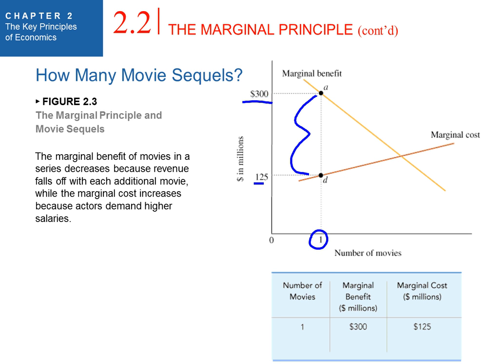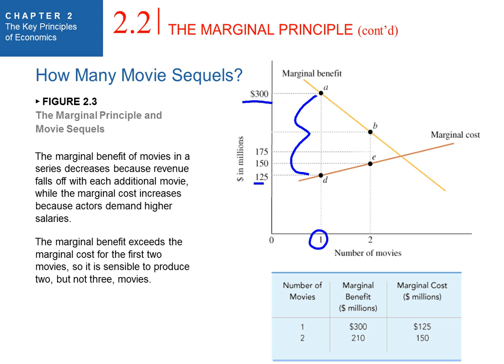So now, on the second sequel, it looks like our costs go up. So our costs went from 125 to 150 million, whereas our benefits actually fell from 300 million down to 210 million. Okay, so that's the case where our benefits are still greater than our costs.